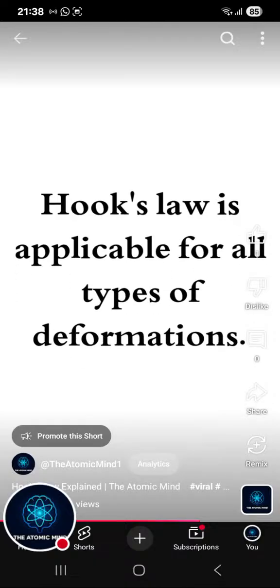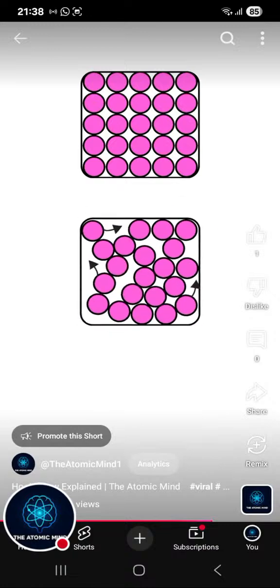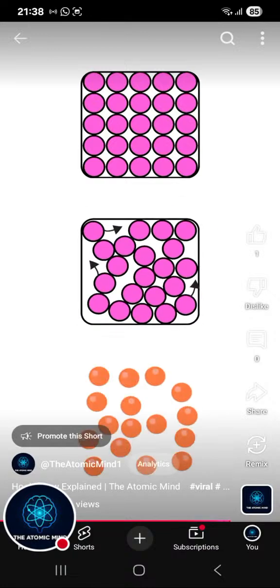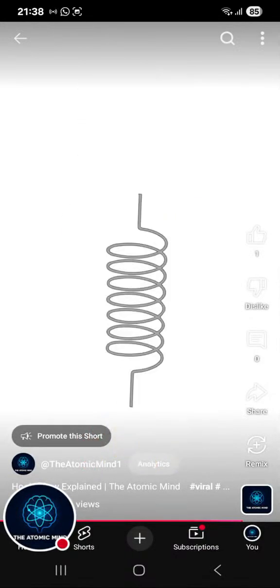Hooke's law is applicable to all kinds of deformations on all types of matter, that is solid, liquid or gases, within a certain limit. Beyond this limit, the springs deform permanently. Hooke's law is based on the concept of elasticity.